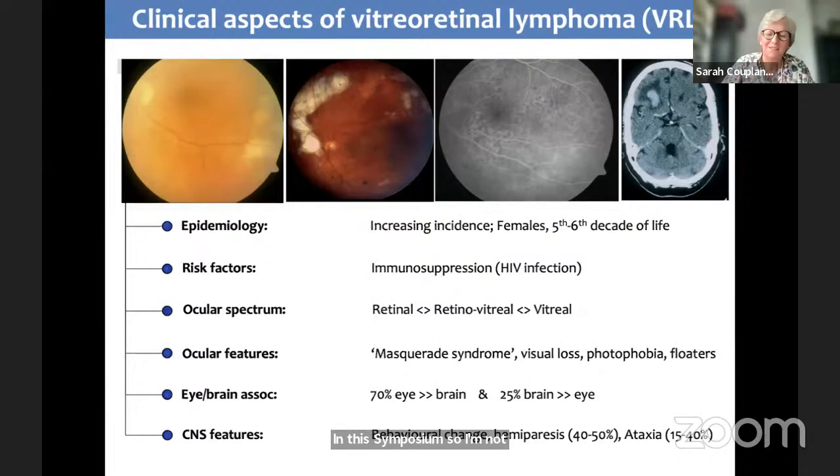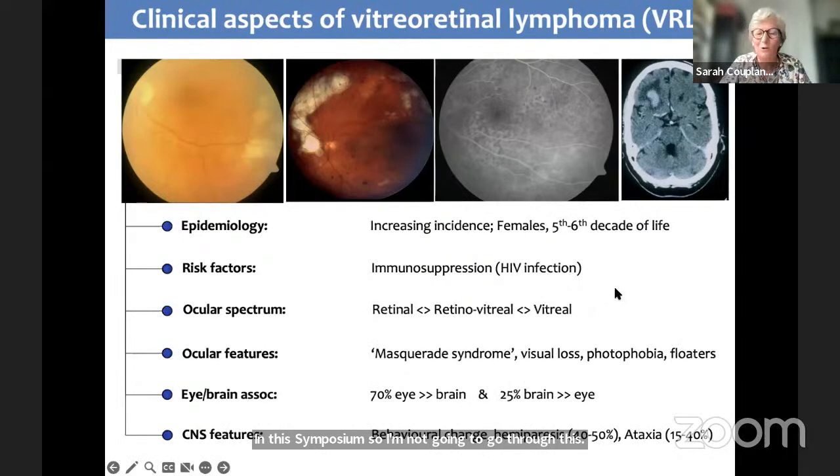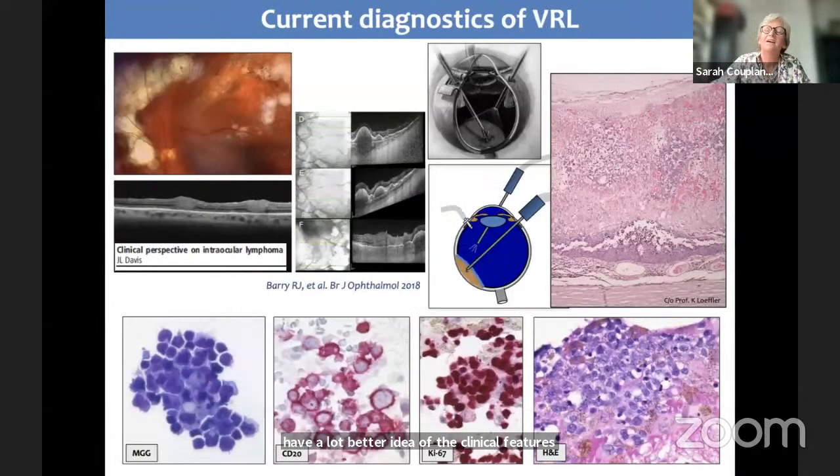This has already been covered by the clinicians, who have a lot better idea of the clinical features of vitreoretinal lymphoma than I do. But I'd like to highlight the ways we make the diagnosis. So obviously, close interaction with the clinicians. Typically, a vitrectomy is performed. Sometimes you can have subretinal aspirates, and you can also have chorioretinal biopsies, something that I'll return to. And in very advanced disease, you can have an enucleation, but this is obviously the rarer scenario.